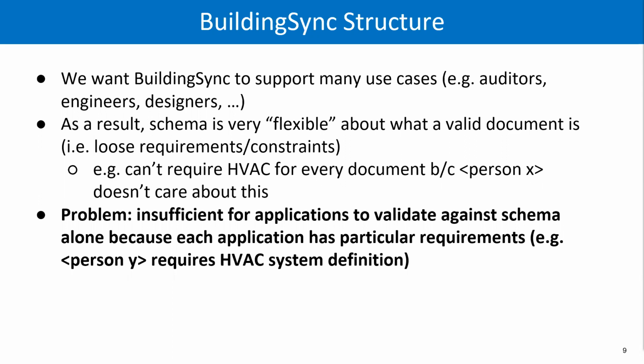So we made our schema pretty flexible. We don't necessarily require that you define what the HVAC is in different parts of the building. So how do we solve that problem? For a specific application, just validating against the schema itself isn't going to let them know whether or not it meets their application requirements. So that's kind of where Schematron comes in. Next slide, please.